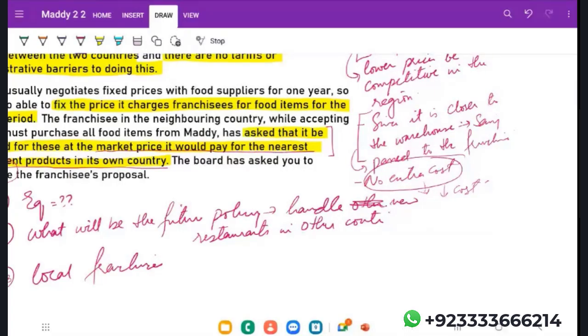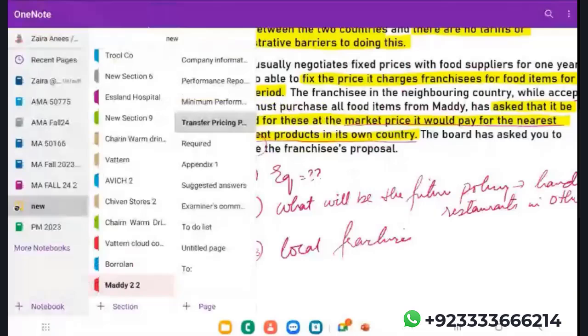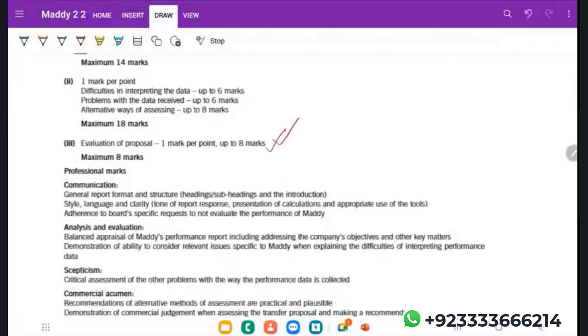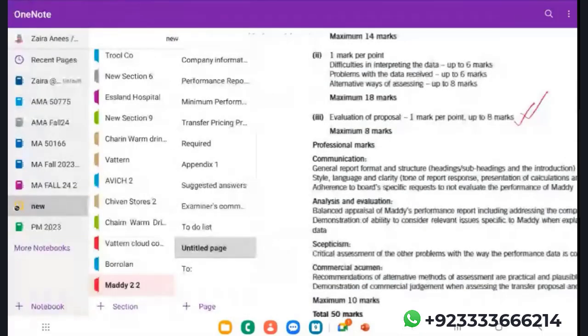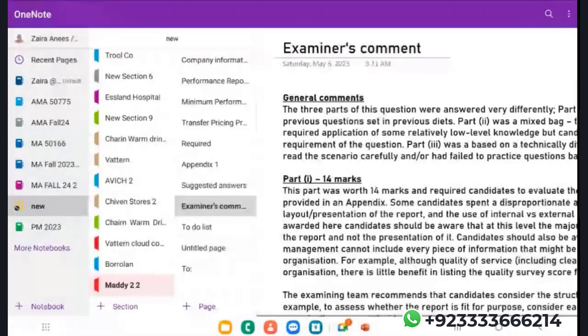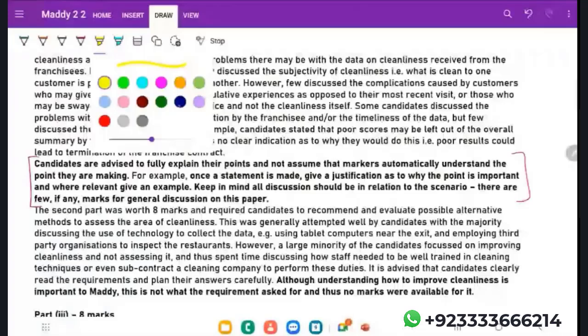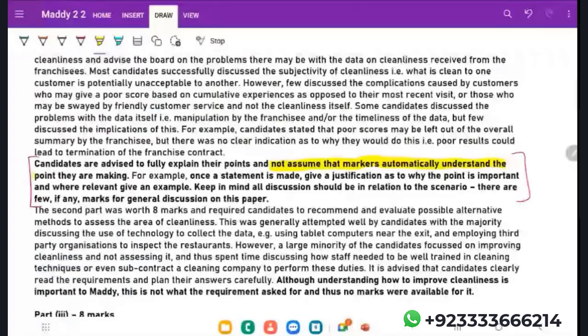Let me give you a brief idea of what the examiner has to say. Let me go back to the performance marks. They are saying 8 points, 1 mark per point, but a point includes justification also. These are the examiner's wordings: candidates are advised to fully explain their points and not assume that markers automatically understand the points they are making.